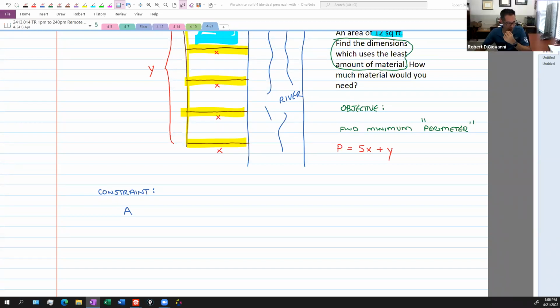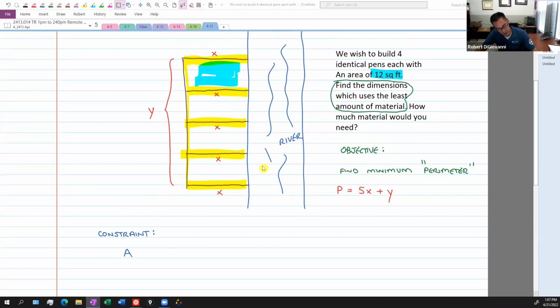Okay, I think that was it. The area of each of the pens has to be 12 square feet. How in the world can I represent that as a constraint? The area of one of these pens has to be 12.